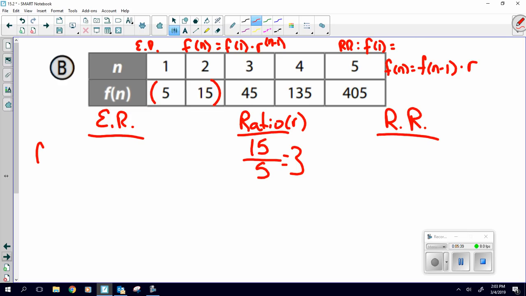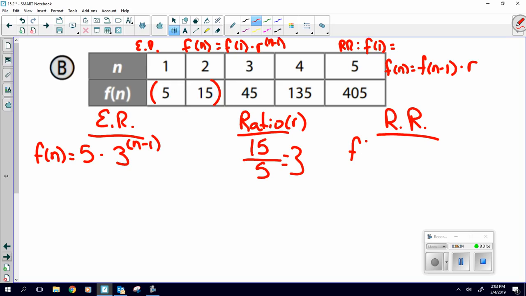So we got our f of n equals, what's our f of 1? Our f of 1 is 5, okay, times the ratio to the power of n minus 1, okay? And that'll make it fun. Remember what our explicit rule lets us do. We can find the 20th term without having to find the 19th term, okay? Unlike what this recursive rule is going to do.